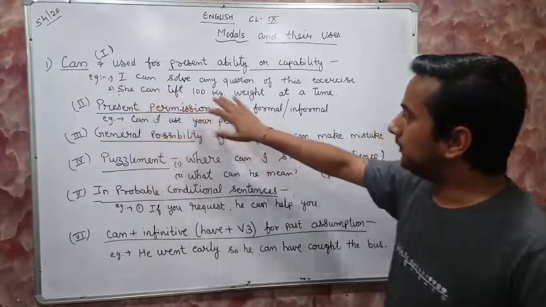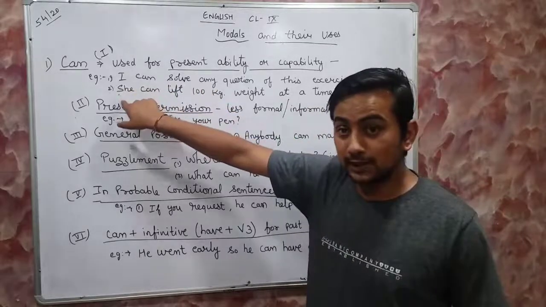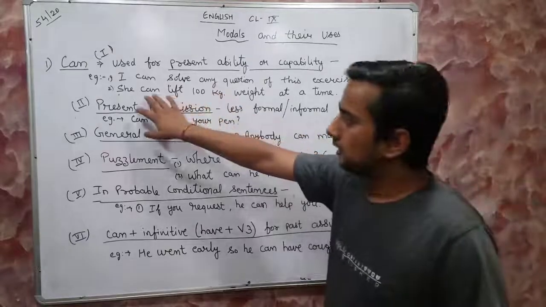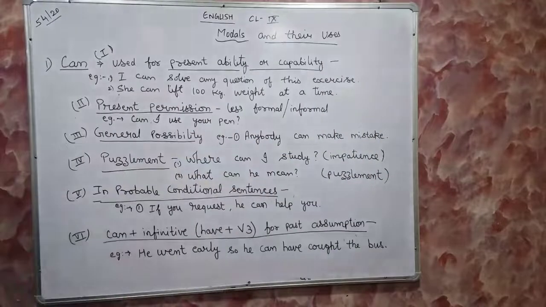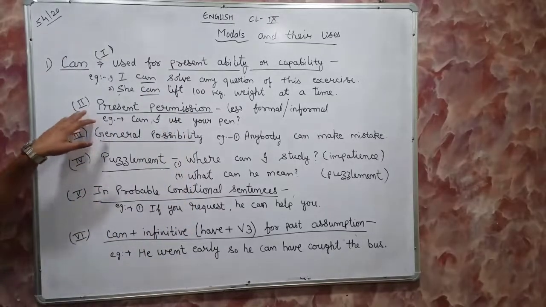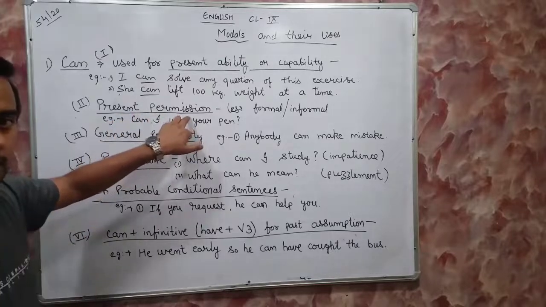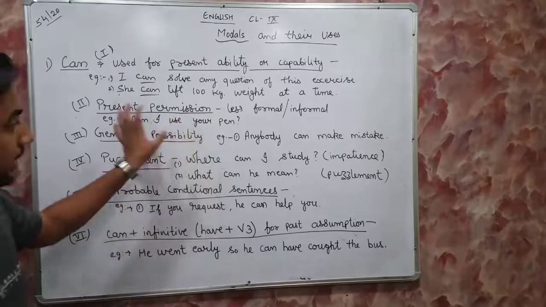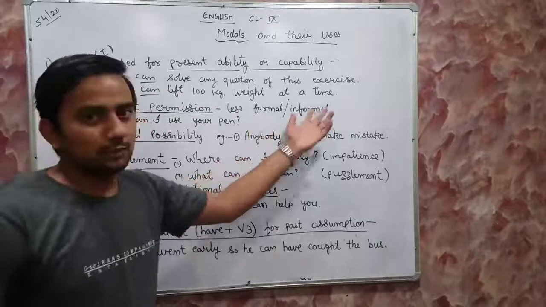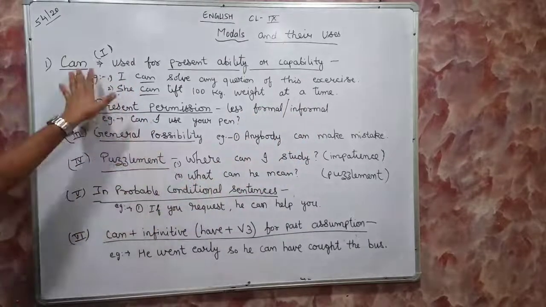Then, she can lift 100 kg weight at a time. So it's her present ability that she can lift such a quantity of weight. So the modal will be used as can. Second condition, where we can use can, is present permission. For taking permission, but in present tense, we can use the modal can, and it should be either less formal or informal, the meaning remains the same.